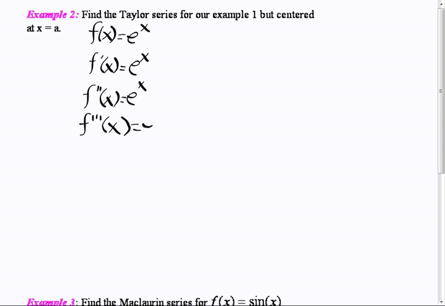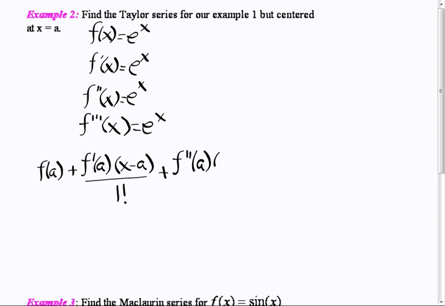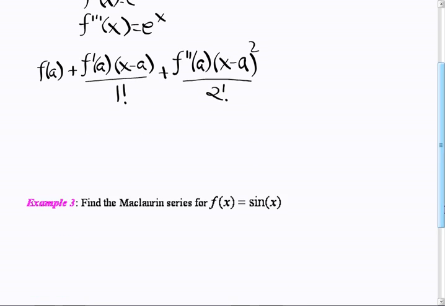Good. How do I do this? Centered at A. So it's going to be f of A plus f prime of A, and it's x minus A over 1 factorial. And the more you do it, the better you're going to be at it. What's the next one? F double prime of A, x minus A squared over 2 factorial. Hopefully you have some feel for why it is what it is. So then this is plus, and then we'll do the nth derivative at A, x minus A to the n over n factorial.